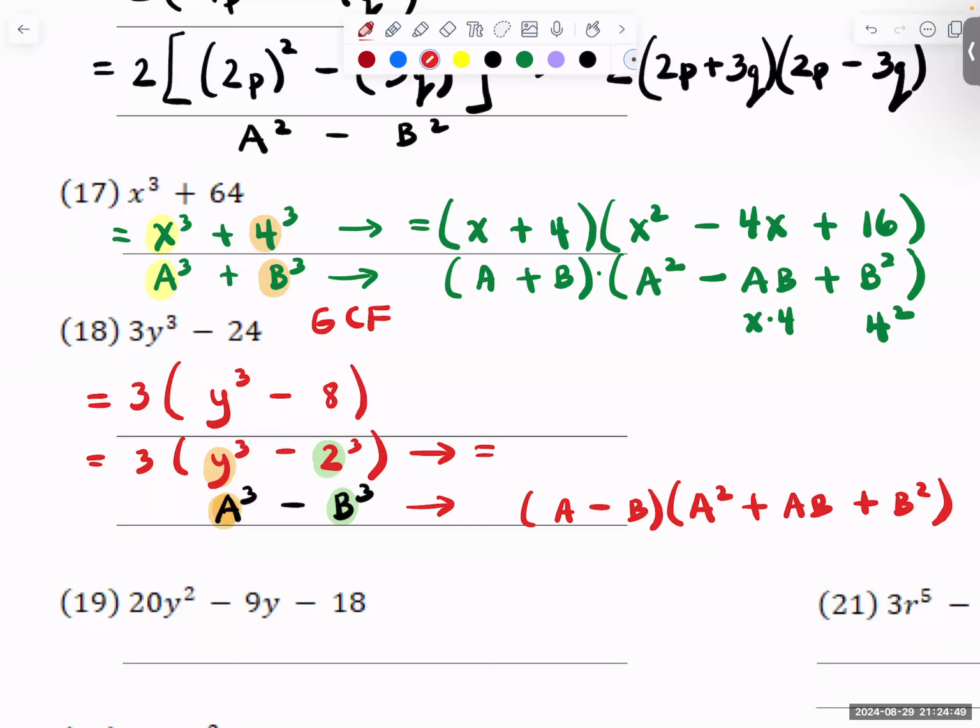So keeping the GCF of 3 and substituting anywhere there's an a, replace it with y and substitute for b 2. So we have y minus 2 times y squared plus, now ab will be y times 2, which is the same as 2 times y, and b squared will be 2 squared, which is 4, so plus 4.